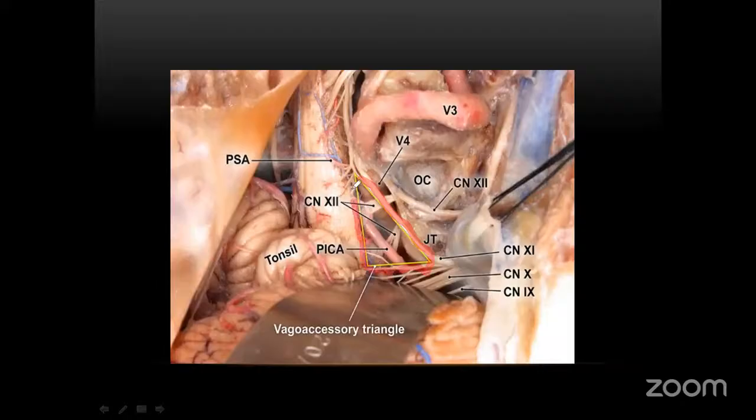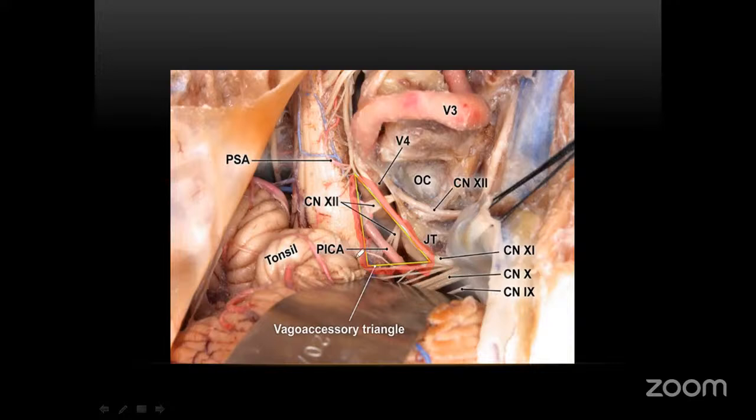Look at this one. This is the triangle. This is the PICA. The lower part will have the vertebral artery, and the upper part will be the PICA if you are going upward. And this is the content. This is the 12th nerve. This is the 11th nerve that is going downward. It has two components. These long fibers are of the 10th nerve.